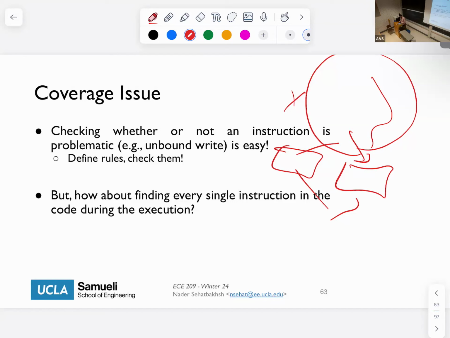No. So the difference is that I can check whether a particular instruction is problematic, just one instruction. But every single instruction means that now I need to go through all the paths in order to find this, right? So if I want to check every instruction, this is equivalent to finding all the paths in my program, which is very time consuming. It's still doable, but very time consuming. Does that make sense? Yes.